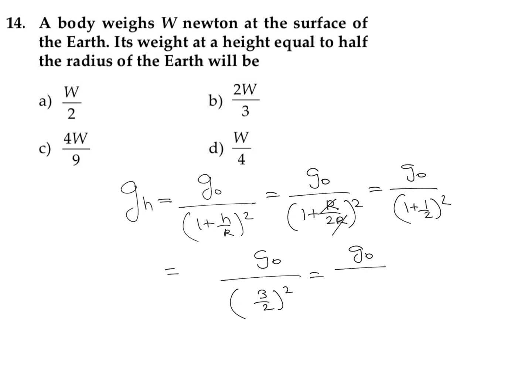So this can be written as g naught divided by (3/2) squared, which is 9/4, or you can write this as 4 g naught divided by 9. This is the value of acceleration due to gravity at a height h.